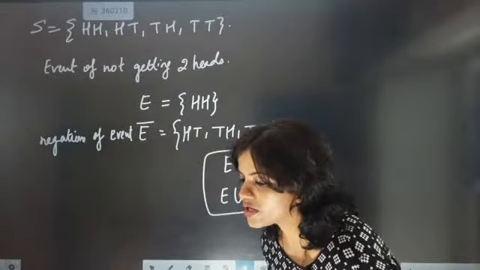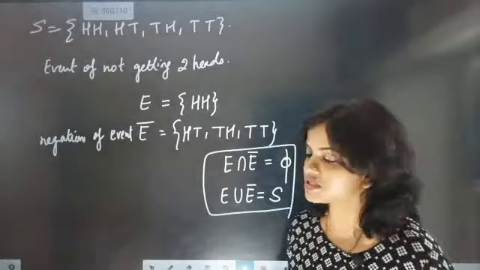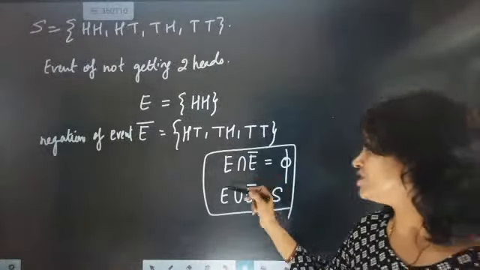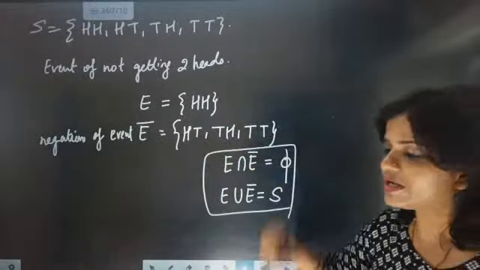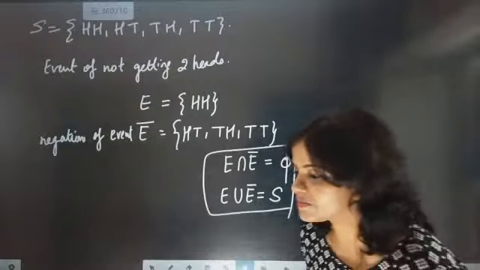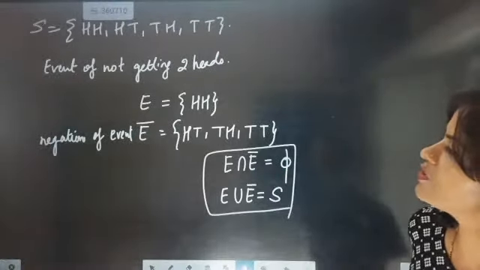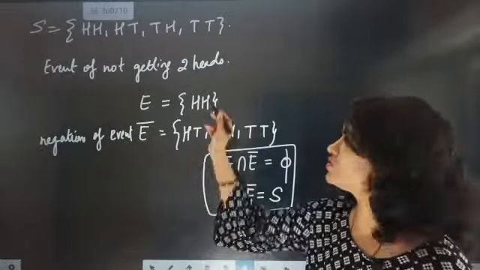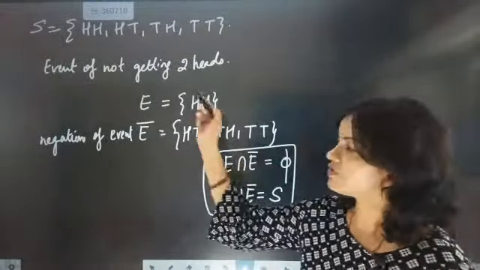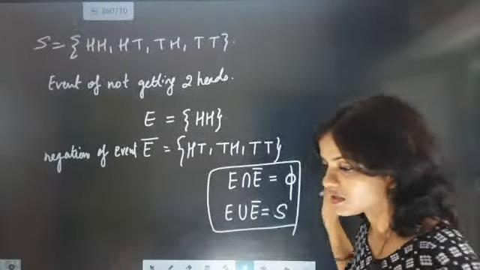So the event of not getting two heads is this one, right? Yes, Dipankar. The event of getting two heads is this one. If we take the intersection, is there any common element here? No, there is no common element here. Negation is what, beta? If the event of getting 2 heads is this one, then the event of not getting 2 heads will be this one, Devansh. The event of getting 2 heads is HH, out of the total sample space.